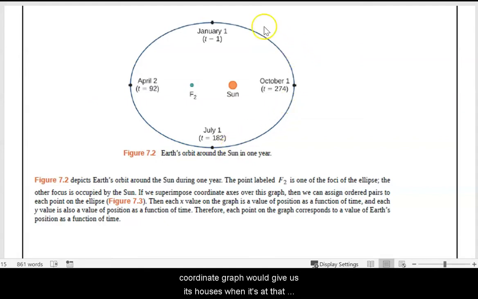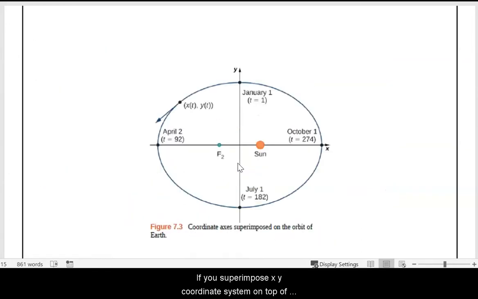It tells us when it's at that location and what the orientation of the curve is, which direction it's graphed in. If you superimpose the XY coordinate system on top of that graph, you would simply have an ellipse plotted there. Because it would be only with respect to X and Y, time would not appear on the graph at all. You would also lose the information about the fact that it is traced in a counterclockwise direction.